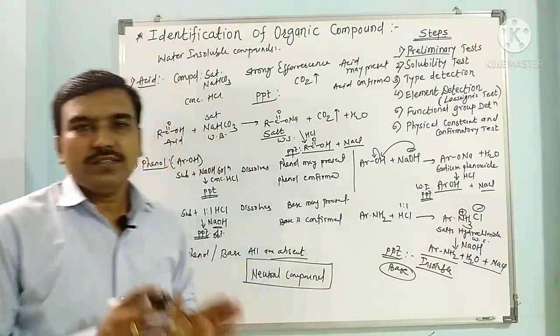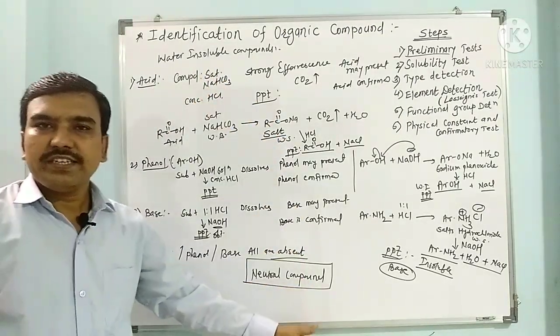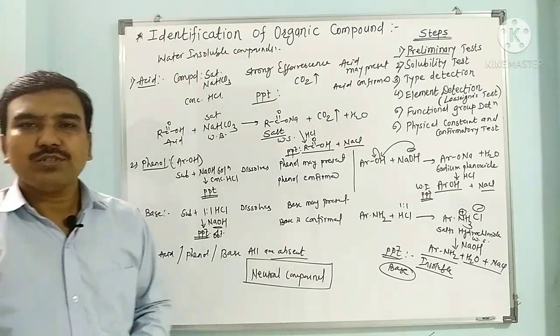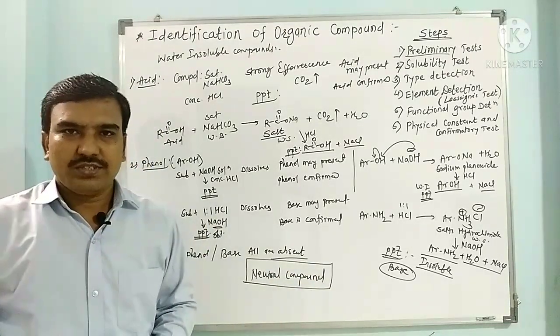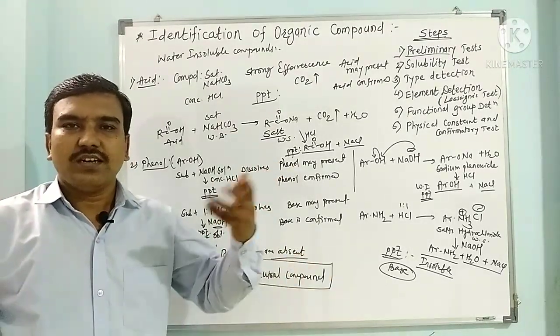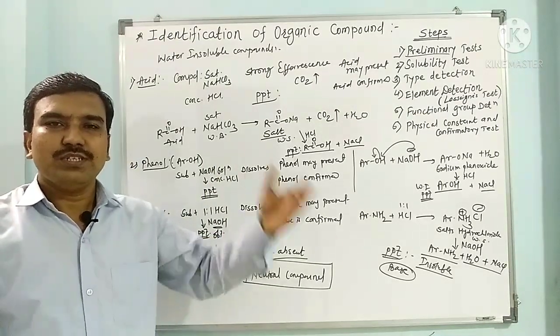So precipitate obtained indicates base. If we get all these three tests negative, then the compound is neutral. Which compounds belong to the neutral category? Carbonyl compounds, carbohydrates, esters, alcohols, and amides. These are the compounds which belong to the neutral category.